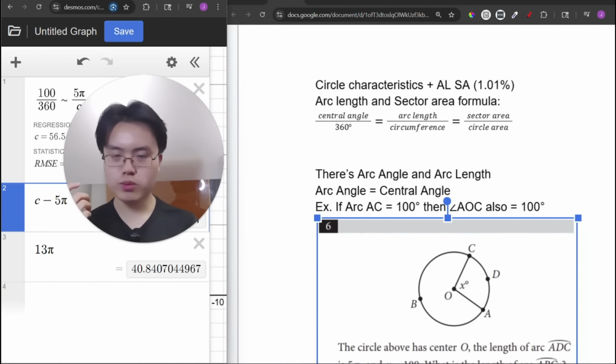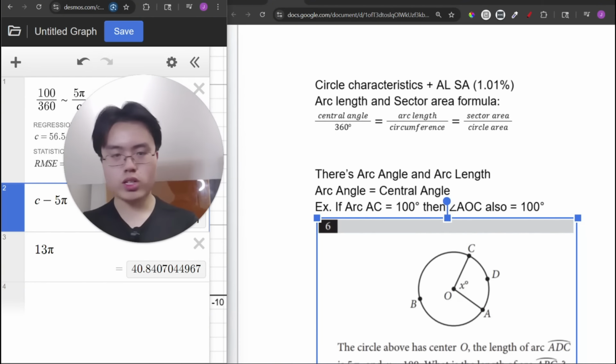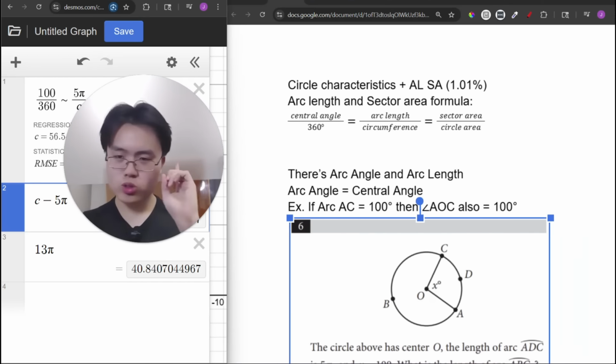Now that's pretty much it. Okay, hopefully this seems pretty simple to you now, how to solve arc length and sector area questions. They're pretty uncommon, but now you know in case you do see them. And just one more thing, it's actually super simple.